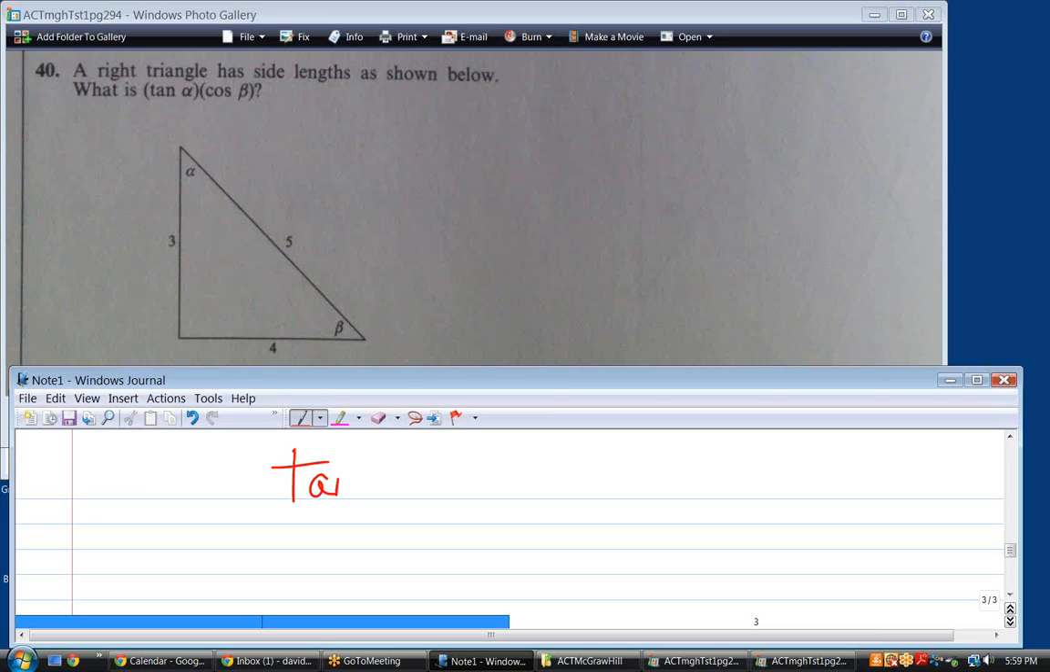So first of all, what's the tangent of alpha? Okay. So the tangent would be the opposite over the adjacent, which is 4 over 3. And what is the cosine of beta? So it would be 3 over 5. Cosine? No, so it would be 4 over 5. Good. So what is their product?